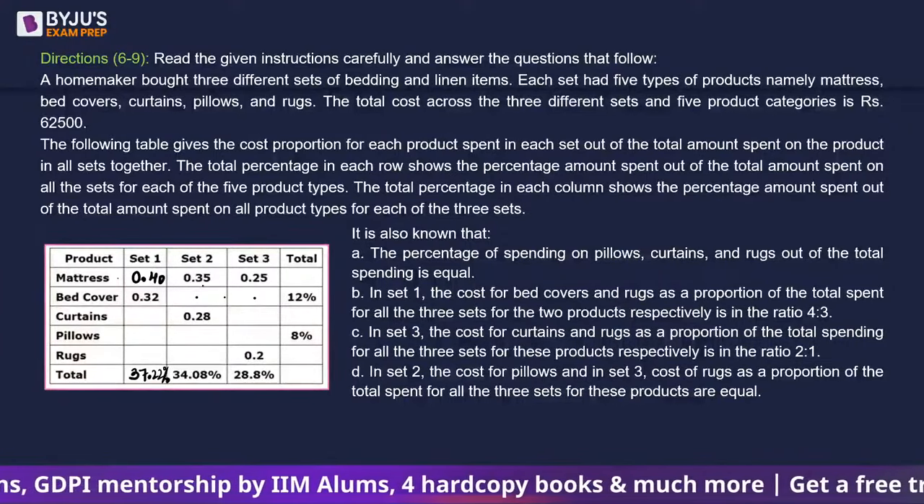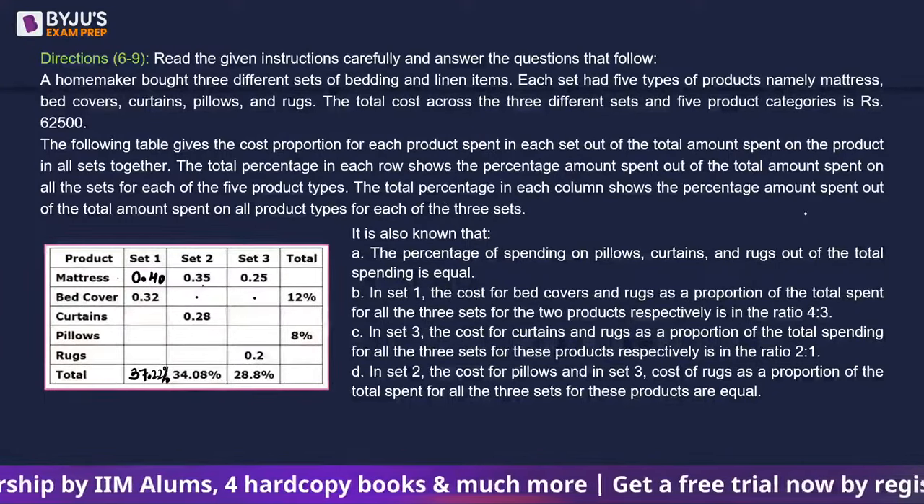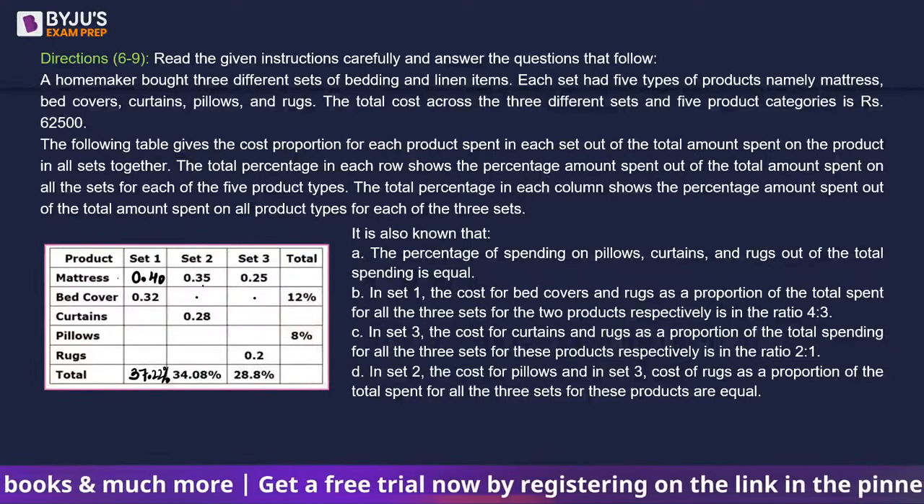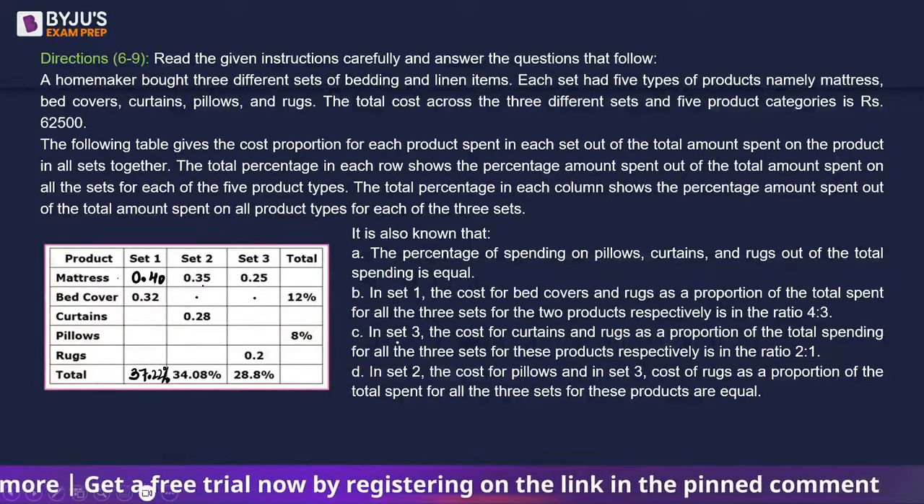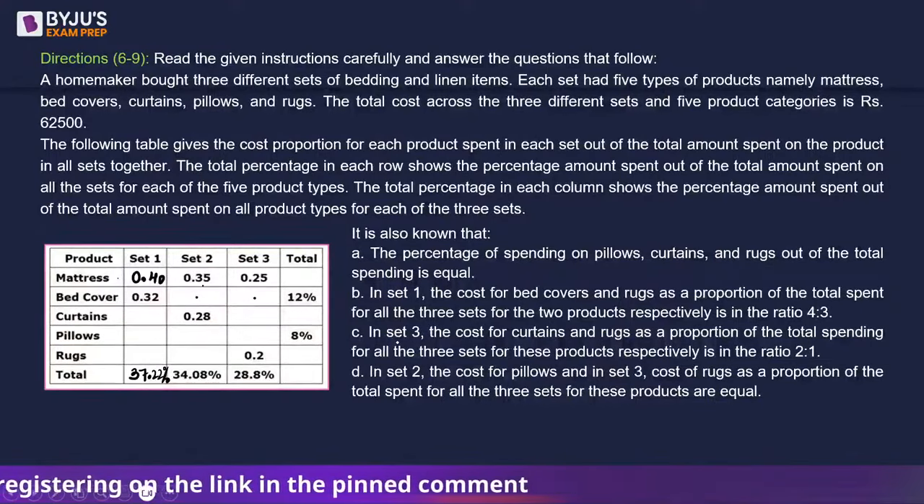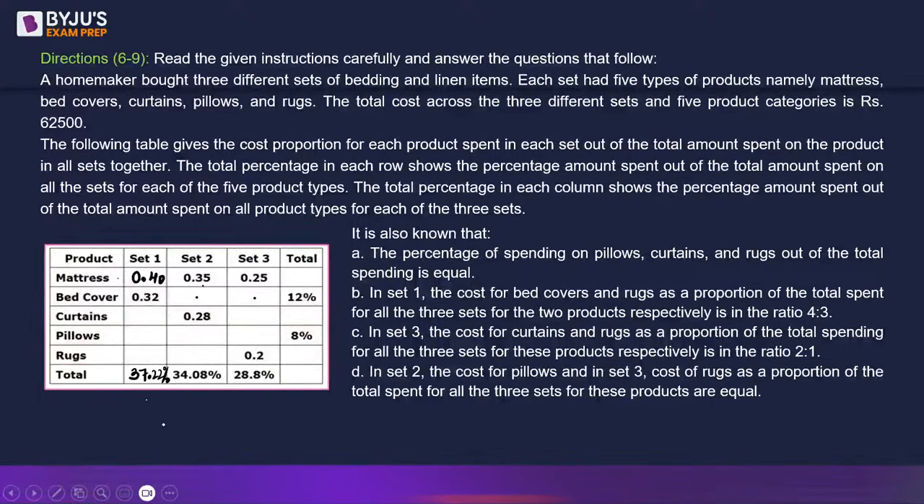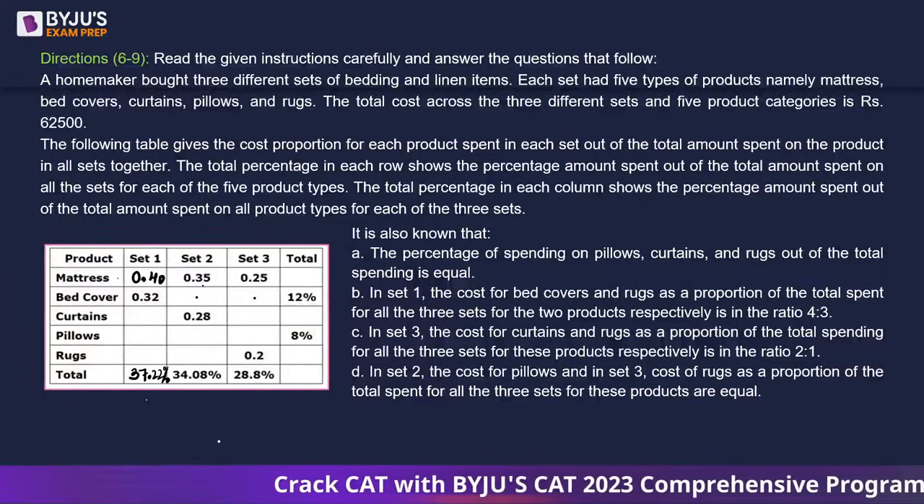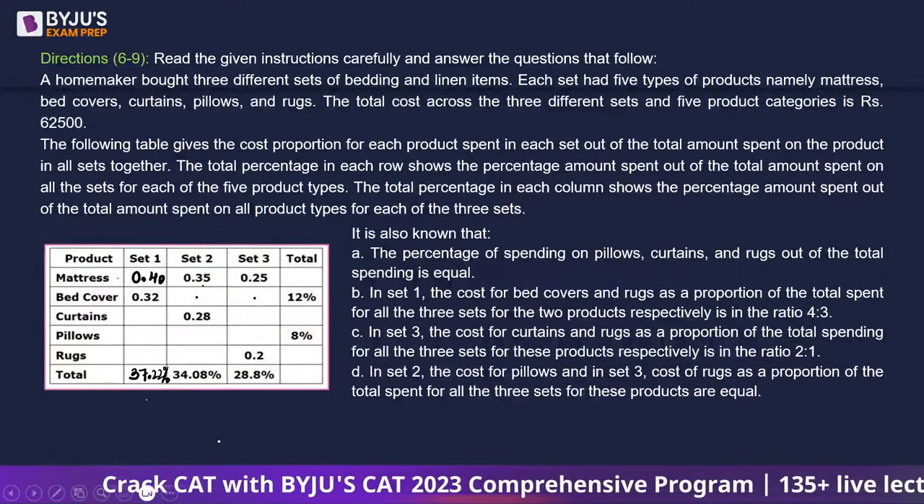Next it says the total percentage in each column shows the percentage amount spent out of the total amount spent on all product types for each of the 3 sets. So like I said, 37.22% denotes that in set 1, the spending across all the 5 products is 37.22%. So 37.22% is the percentage amount spent out of the total amount spent on all product types for each of the 3 sets. Okay?